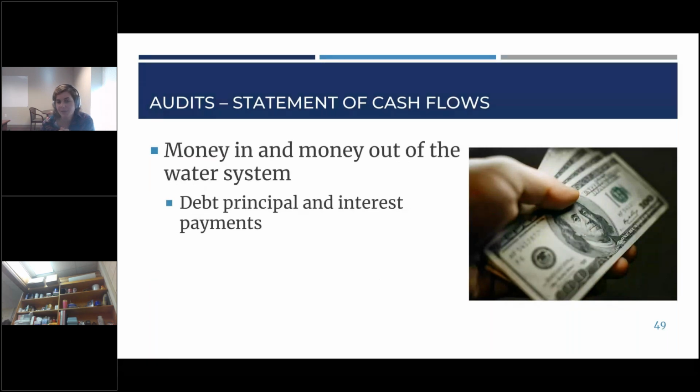The next page you might encounter is the statement of cash flows. This is going to show you the money in and out of the system. It's the flow of cash, as the page title implies. And this is where you'll find your debt, principal, and interest payments. So if you're interested to see how much your utility is spending on principal and interest every year, if you're thinking of taking on a new loan and you want to understand what this is going to be in total for our principal and interest payments, this is a great place to start because it's going to tell you how much you spent over the past year.